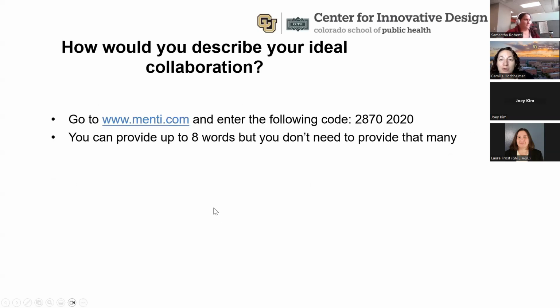I'm interested in how people would describe their ideal collaboration. I'm not sure if anyone has ever done a Menti before, but you can go to menti.com, and then you put in this code. The code is 28702020. And then it will ask you to put 8 words in. You don't have to put in 8 words. You can just put in 1 if you want to. But we're gonna make a word cloud together. So I can put this in the chat.